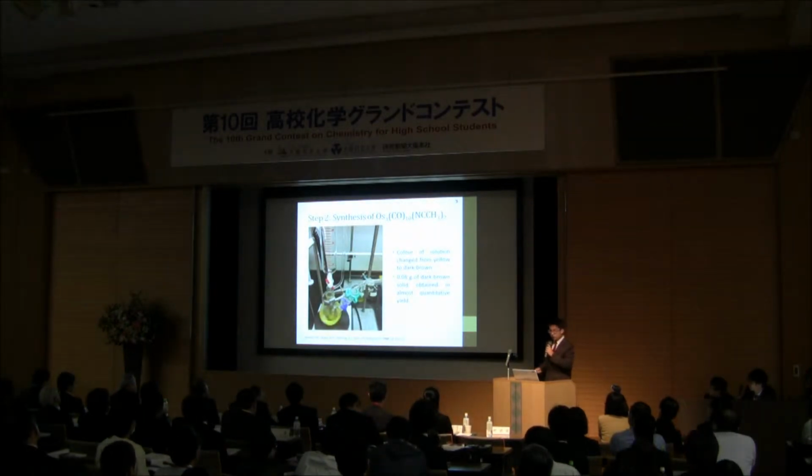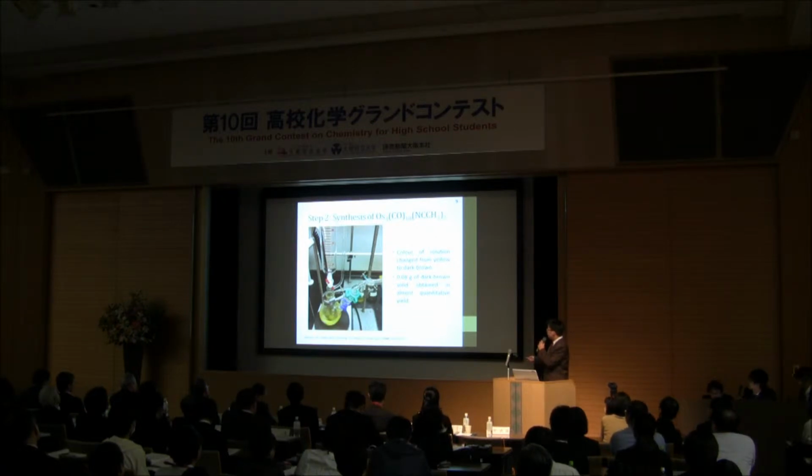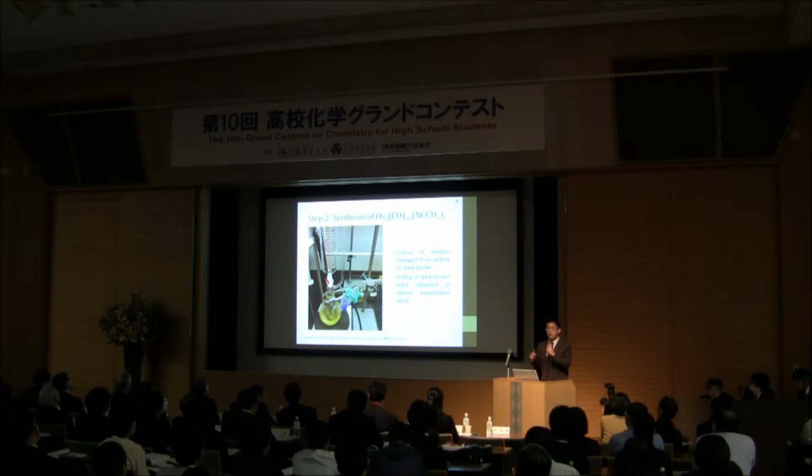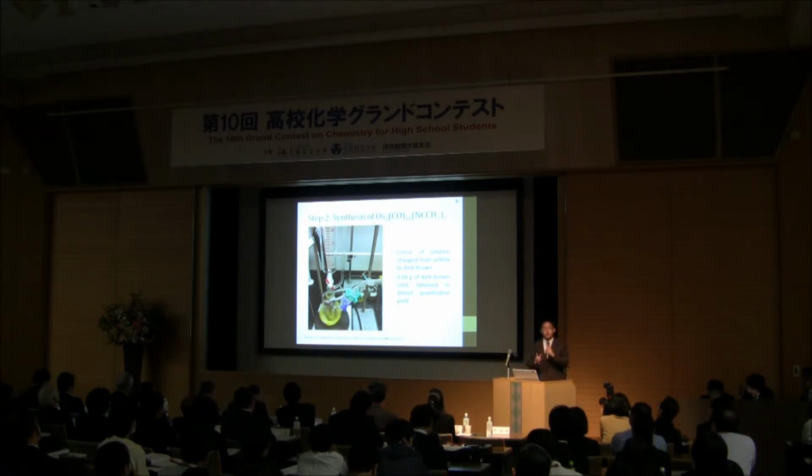And so here's the image that we took during the reaction. In this image, we are passing nitrogen through the system to ensure that the environment is deoxygenated. During the reaction, we observed that the color of the solution changed from yellow to dark brown. And after we removed the solvents using rotary evaporation, we obtained 0.08 grams of dark brown solid in almost quantitative yield.